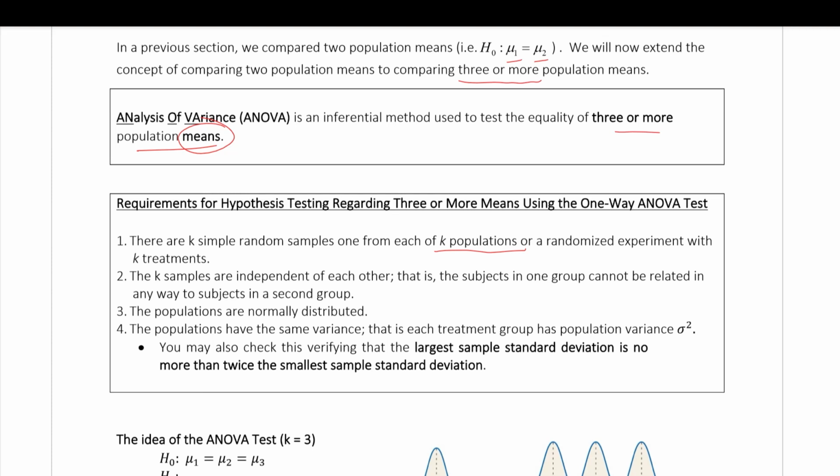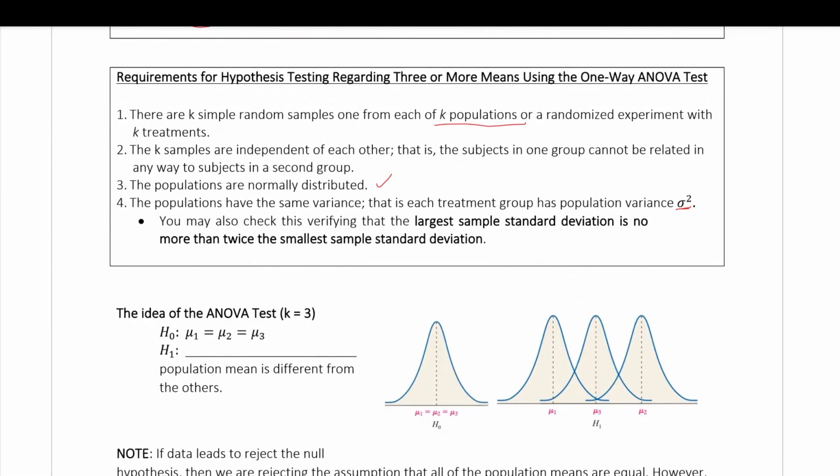The populations are normally distributed, so we have to know that they're normally distributed. And also the populations have the same variance. That is, each treatment group has a population variance sigma squared. Now, we don't specifically have to know what that value is. We just need to know that they all essentially have the same spread. For example, just by this picture you can see that the spread seems to be about the same for each of these populations. Obviously they're centered at different places here, but the spread is about the same. So that just means that the variance is the same.